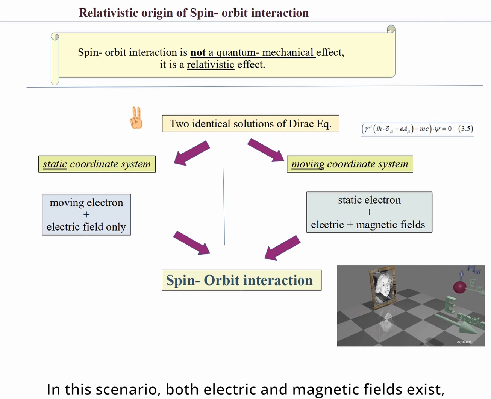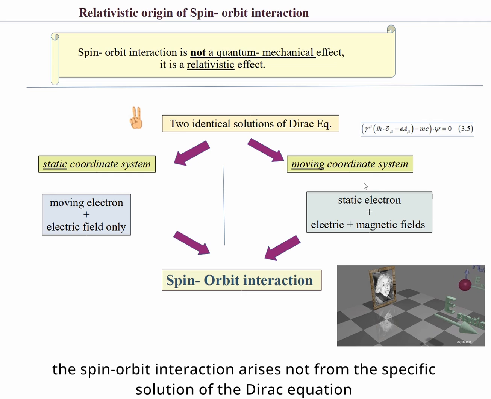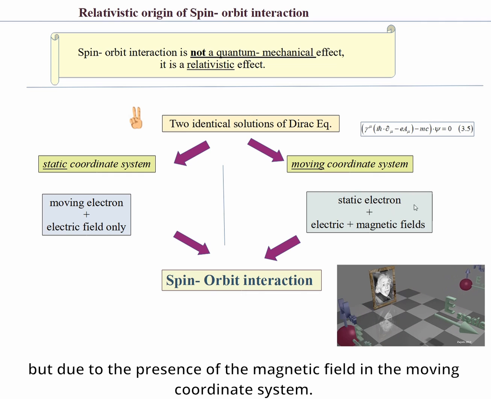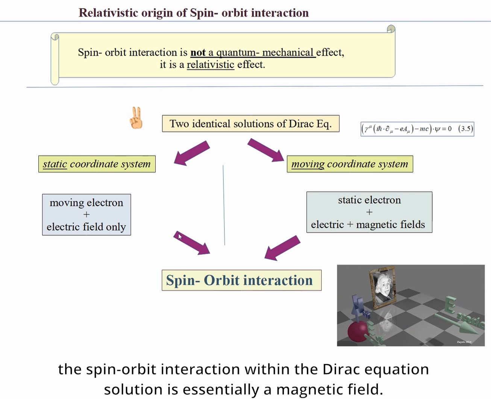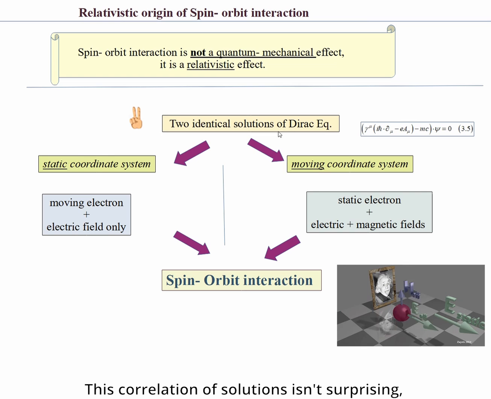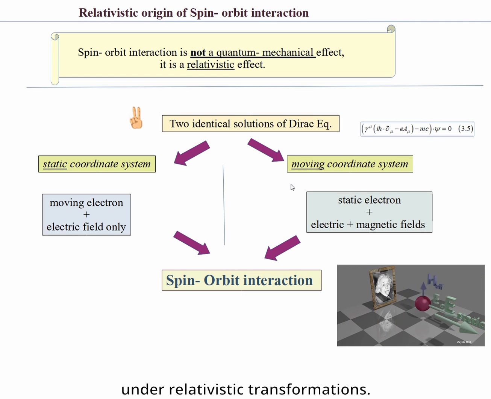In this scenario, both electrical and magnetic fields exist, and both are considered. Since the electron is static in this case, the spin-orbit interaction arises not from the specific solution of the Dirac equation, but due to the presence of a magnetic field in the moving coordinate system. As both solutions are the same, the spin-orbit interaction within the Dirac equation solution is essentially a magnetic field. This correlation of solutions isn't surprising, given that both the Dirac equation and Maxwell equations maintain invariance under relativistic transformations.